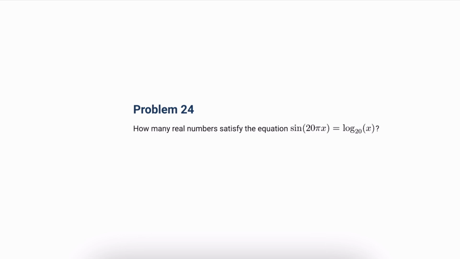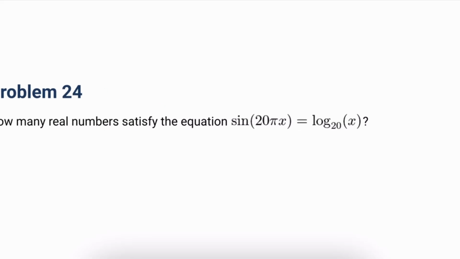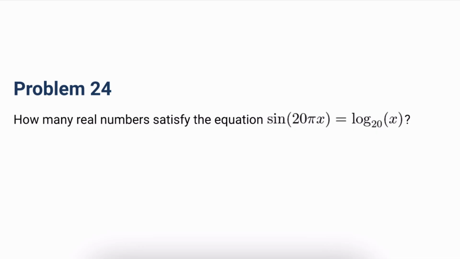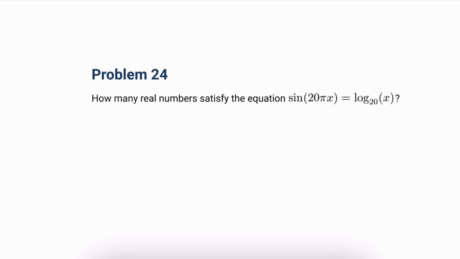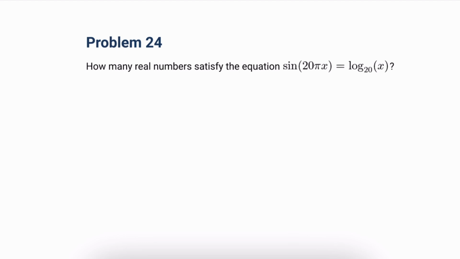So the other way to solve this problem is to actually draw out both graphs. And what does it mean for a number to be a solution? That's just an intersection point of the two graphs, right? So after we draw them out, we want to see if we can count the number of intersection points between the two graphs. Well, let's try to do that.